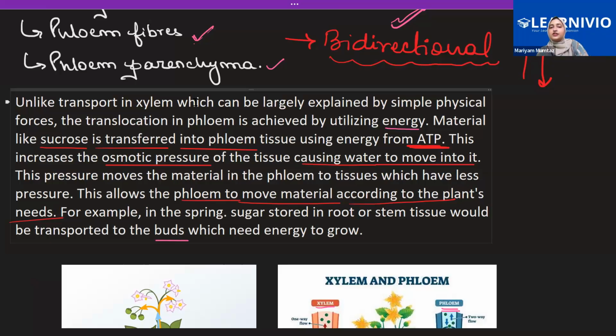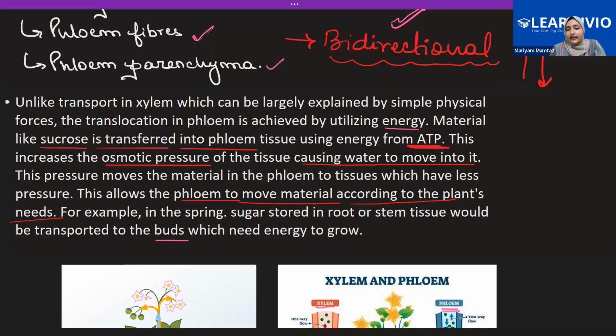If it utilizes energy, which one? If it utilizes energy, it is active. Very good. So it is active kind of transport. Okay. So now the phloem is responsible for it.